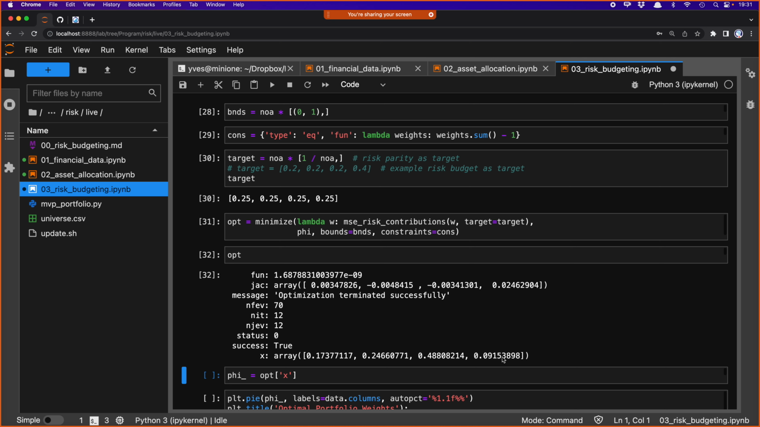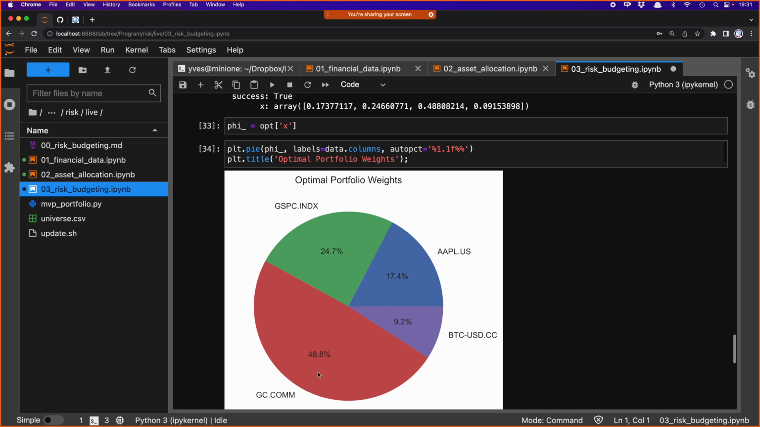That's now in weights, right? Because we have started with a fixed risk contribution structure here. And when I plot this, we see now that the risk parity portfolio looks, in terms of US dollar investment, completely different to our equal weight or whatever we had before, like the maximum Sharpe portfolio. Here we over-allocate into gold. We have just less than 10% in Bitcoin, Apple at 17, and S&P 500 roughly 25% as well in terms of the optimal portfolio weights.